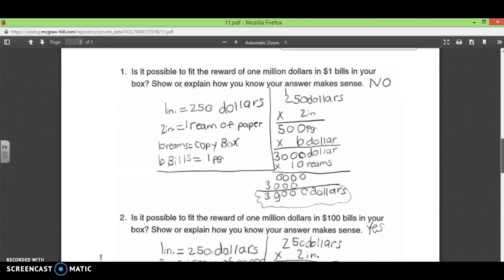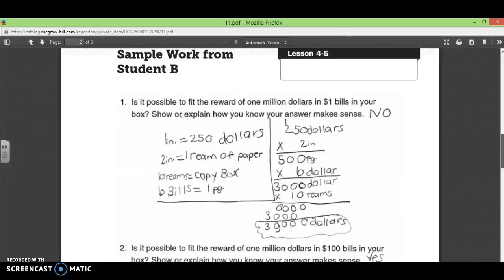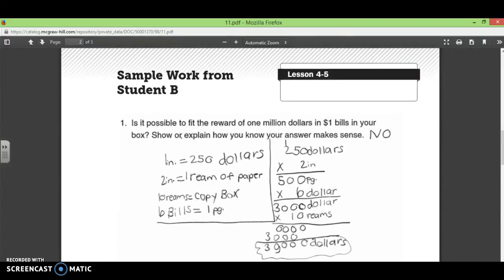Let's take a look at student B. So it's the same problem. Student B said this: 1 inch is $250, 2 inches equal 1 ream of paper, 10 reams equals a copy box, 6 bills equals 1 page. 250 times 2 is 500 pages, times $6, that's 3,000, times 10 reams, you get 30,000.